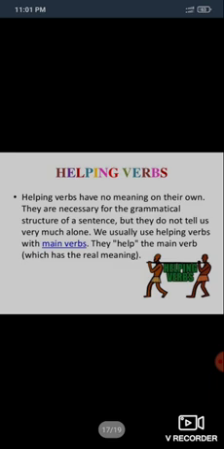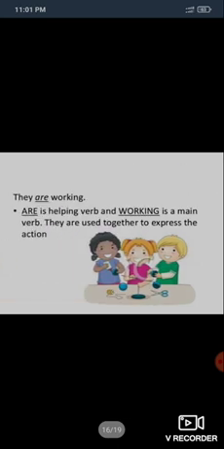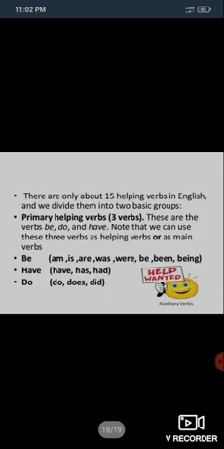Now the helping verbs have no meaning on their own. They are necessary for the grammatical structure of a sentence, but they do not tell us very much alone. We usually use helping verbs with main verbs. They help the main verb, which has the real meaning. Like in the sentence, they are working. Suppose if we write only "they are," that does not make any sense. It needs some main verb to make complete sense. So, they are working.